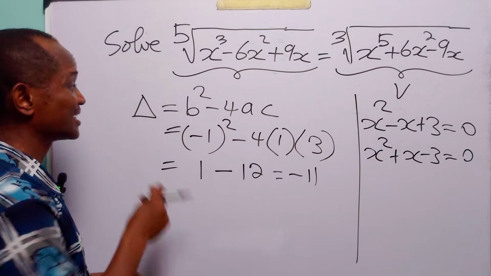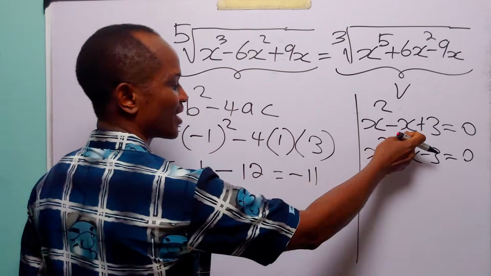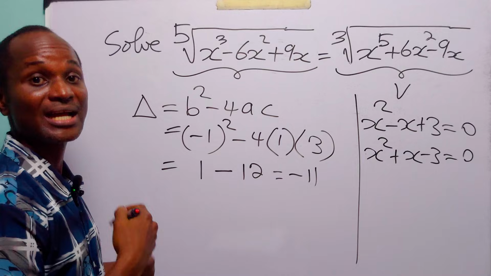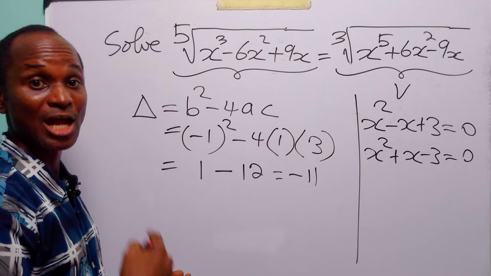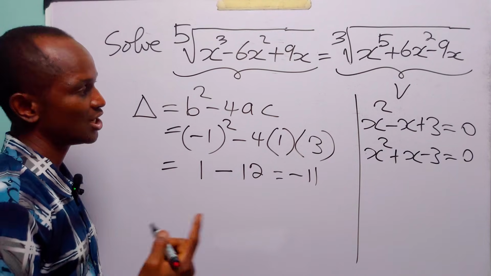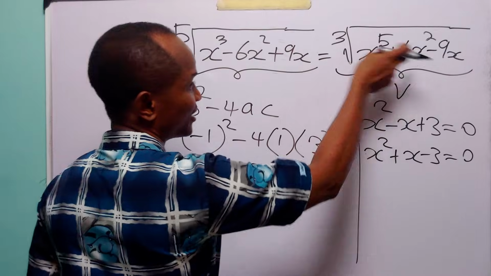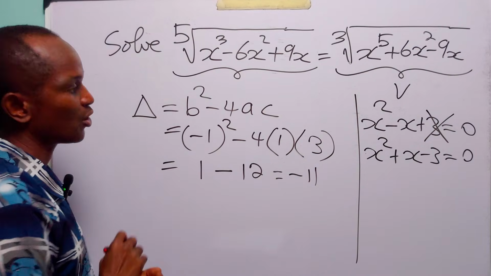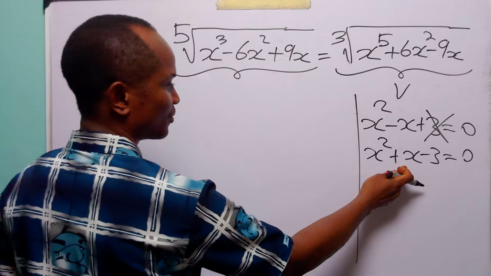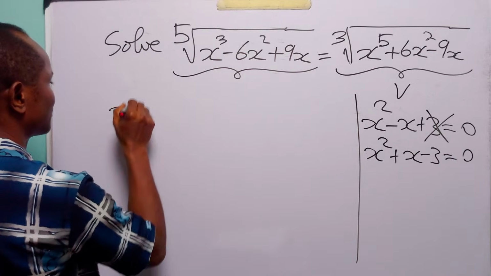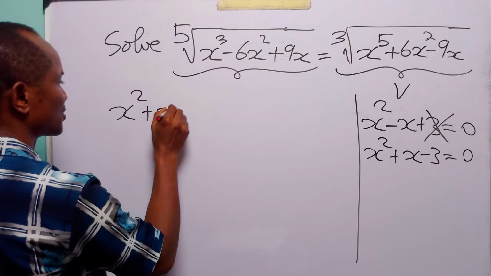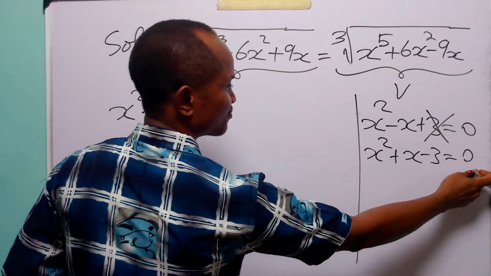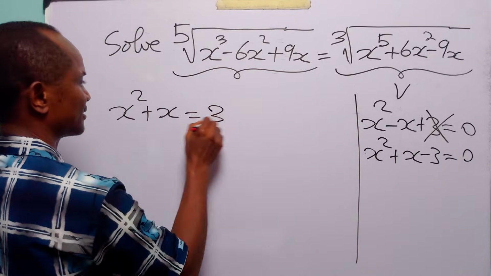And of course, you know that when the discriminant of a quadratic equation is negative, then that quadratic equation has no real roots. So since we are only looking for the real values of x, this first equation is of no use to us. And from the second quadratic equation, we have x squared plus x is equal to, let us move this over to the right-hand side.